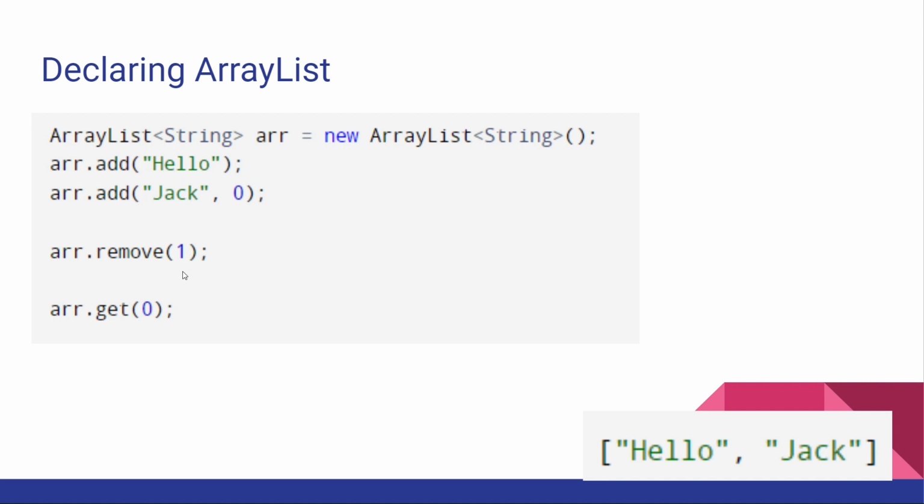Then let's say we do r.remove(1). What's going to happen is r.remove(1) is going to get rid of the hello, because that's in the index 1. And then finally, we do r.get(0), which is going to get us the value being stored inside of the index 0. And that's going to be jack in this instance. So pause the video and maybe listen to me again about what I just said.